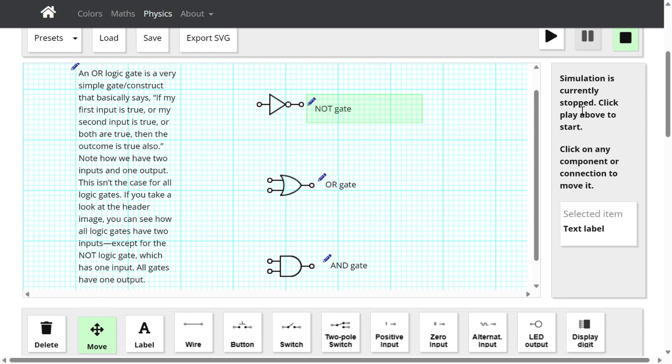So today guys we'll be learning about logic gates. So we've got a NOT gate here, as you can see right here. Then we've got an OR gate, an AND gate. Look at those closely.